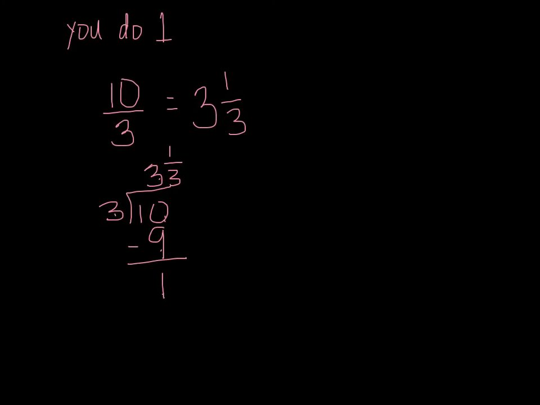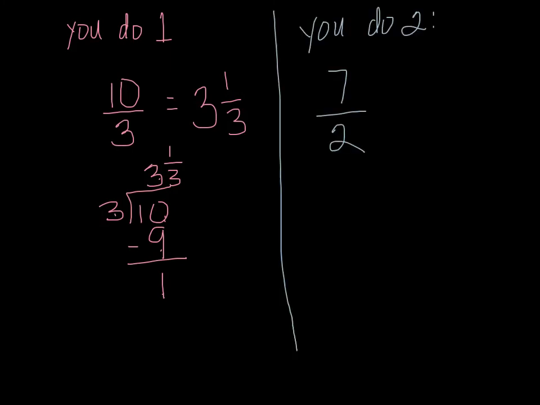Let's try another one. Okay, let's try you do number 2, and that's going to be 7/2 or 7 over 2. Do bottom into top. Remainder is the numerator to find out what that number is as a mixed number instead of an improper fraction. Push pause until you find the answer, and then push play once you have the answer to see if you got it correct. Make sure to check and make sure you got it correct.